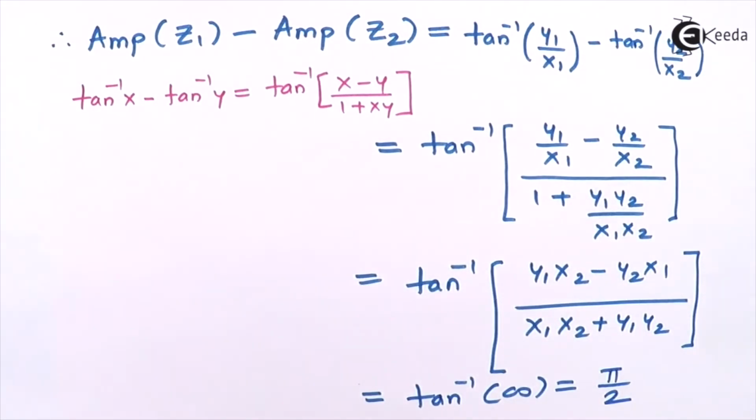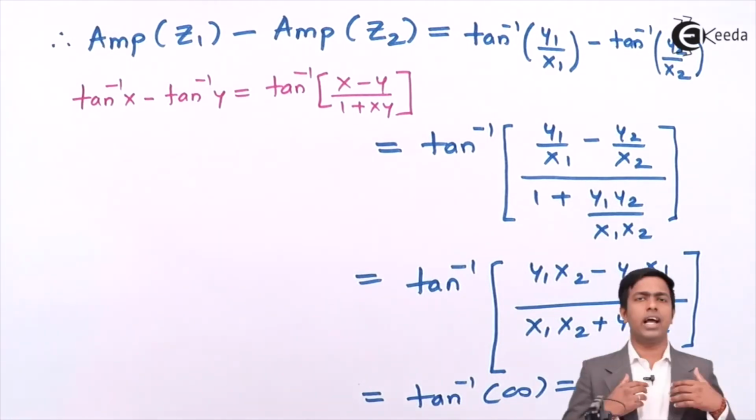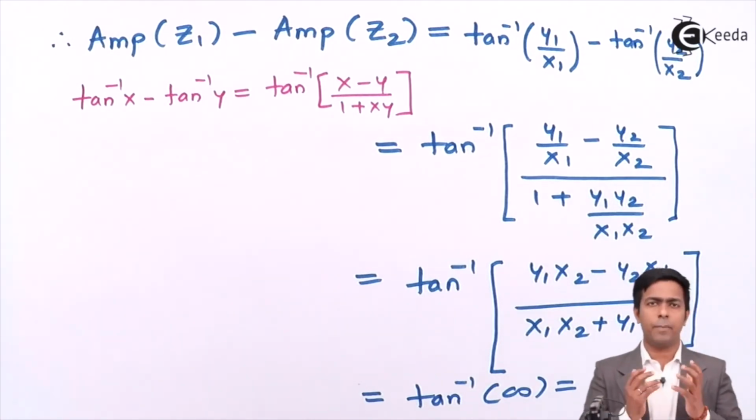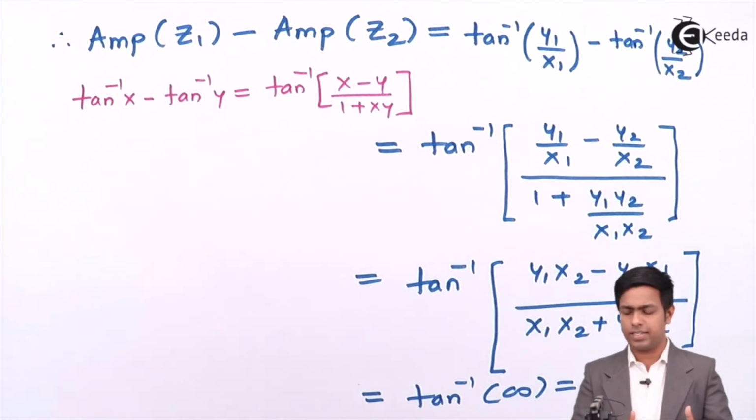So it means we have proved that the difference of amplitude of two complex numbers is equal to pi by 2.